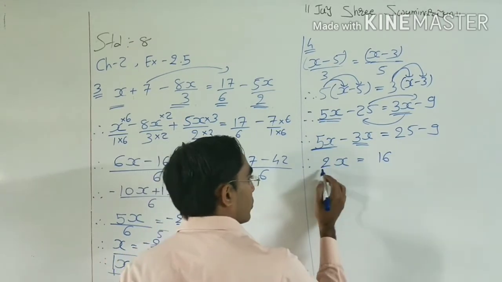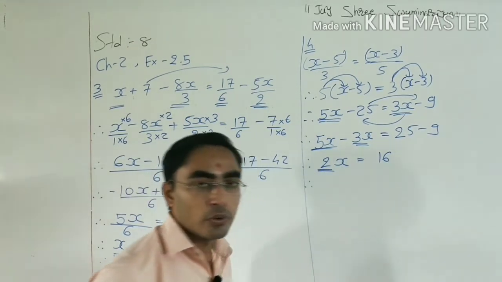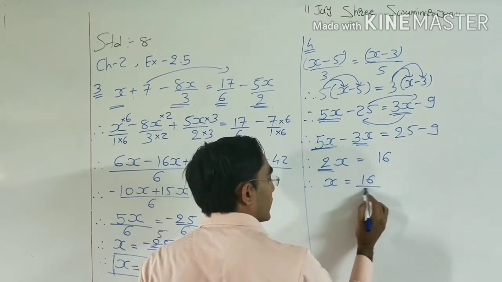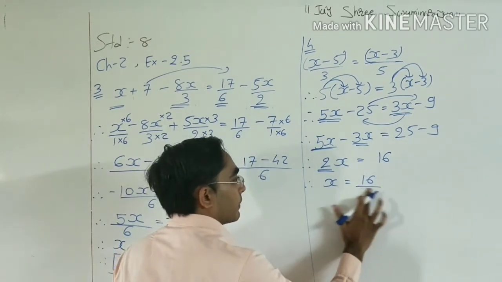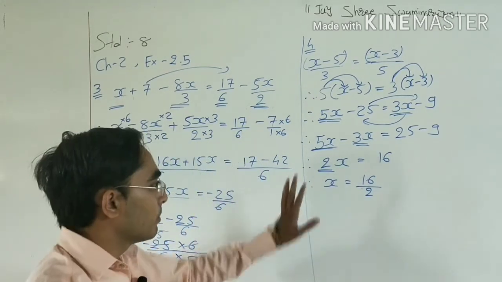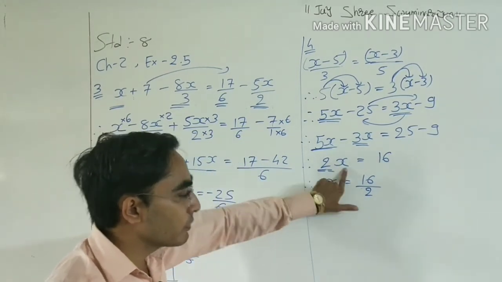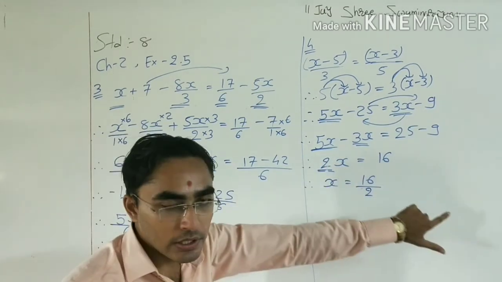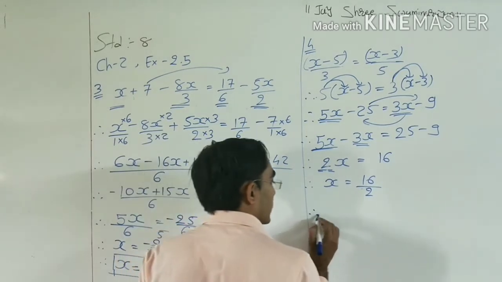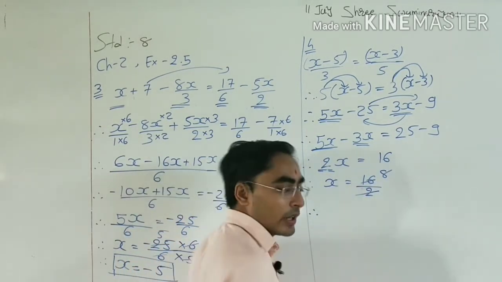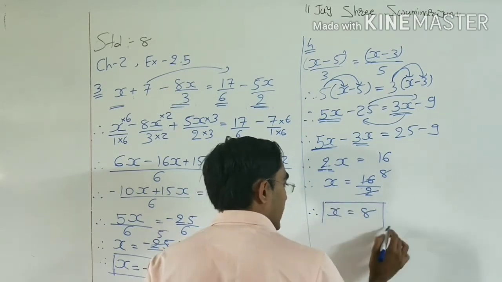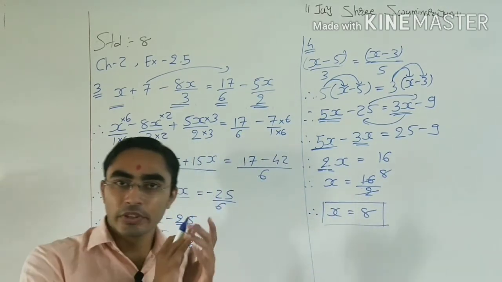Now for finding out the value of x, we need to transfer this 2 to the right hand side. If we transfer this 2 to the right hand side, it goes to the denominator, because right now it is in multiplication with x. Now we can cut this. 2 8s are 16. So we will get the value of x. x is equal to 8. This is our final answer.